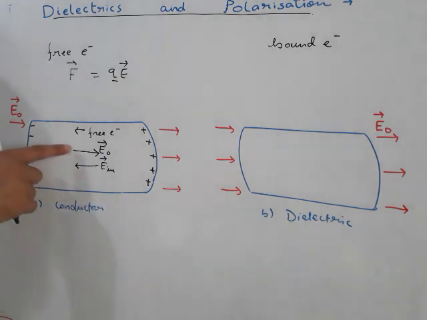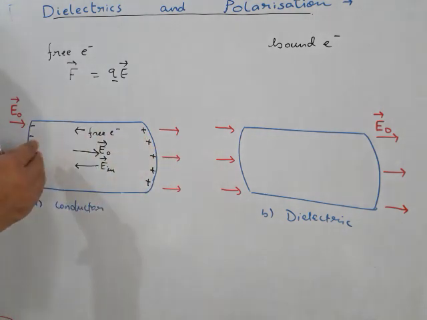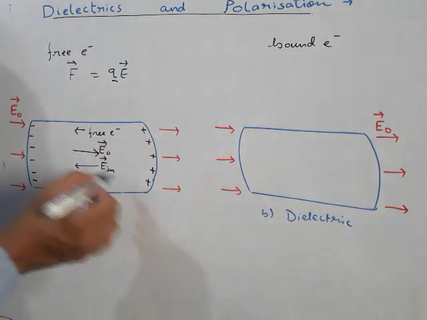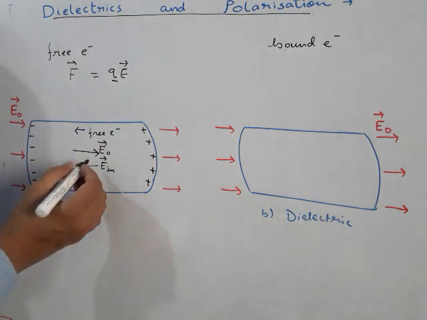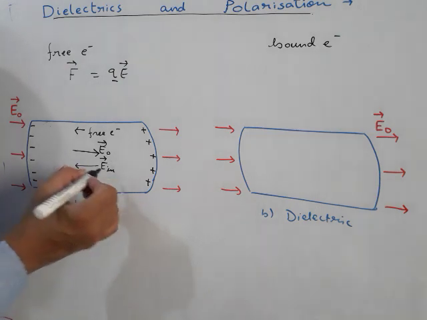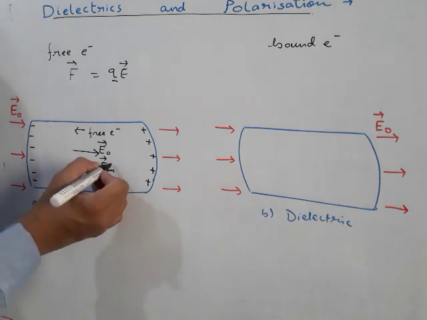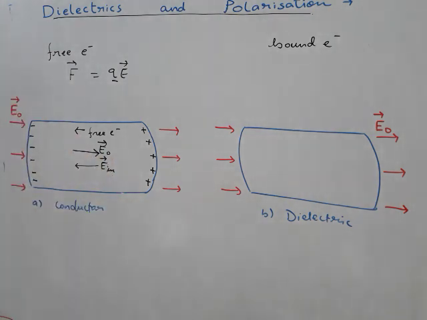Initially E0 is more, E in is less, so there is net electric field towards right, electrons will move towards left. This process will then continue as long as more and more positive and negative charges develop on the opposite faces, resulting in increasing value of E in. So this value of electric field E in goes on increasing till it ultimately becomes equal to E0. And what would happen then?